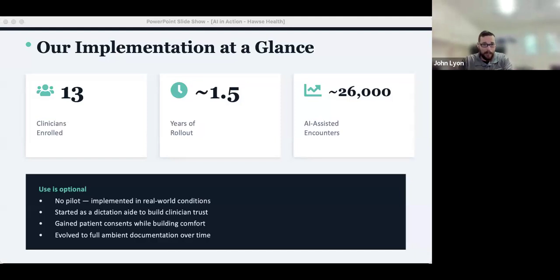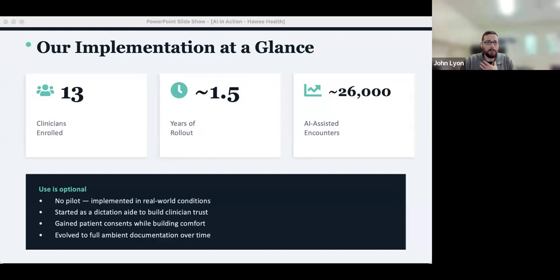While they were doing that, they were talking with their patients and started working to get consent. Once they felt comfortable enough with the tool and got informed consent from their patients, they began using it for full ambient documentation. They bring the patient back and start recording, and at the end of the session, they click end. And of course, the patient is able to opt out at any time.